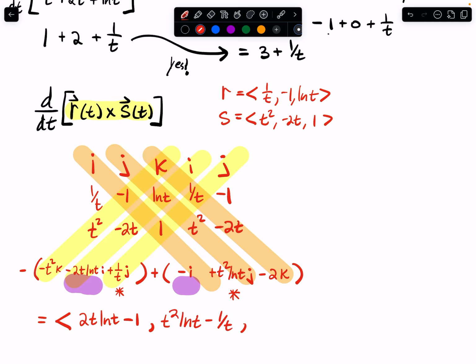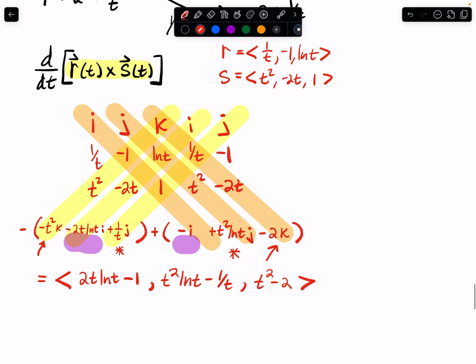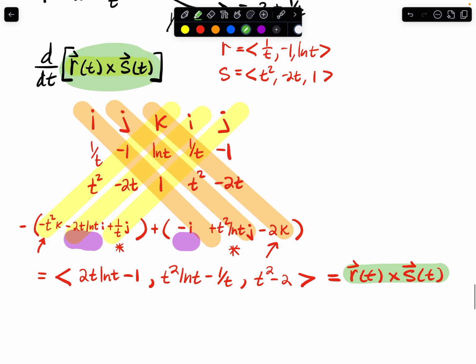And then for the k component, I have minus a minus, which is now going to be plus t squared, and then minus 2. Okay, so this is the cross, so this is equal to r of t cross s of t. And what I want to do with this, well, that's not a good color. Here we go.